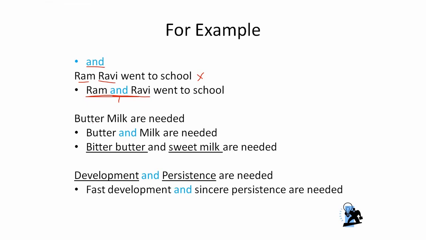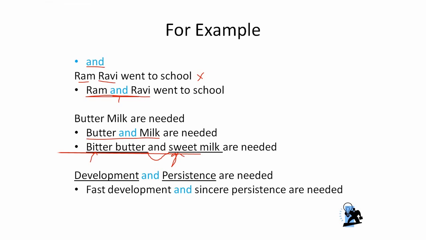The same goes here. "Buttermilk are needed" is wrong. We say "butter and milk are needed." Or I can add binders like "bitter butter and sweet milk are needed." And I use a hook to indicate that these two nouns are joined by the conjunction "and".